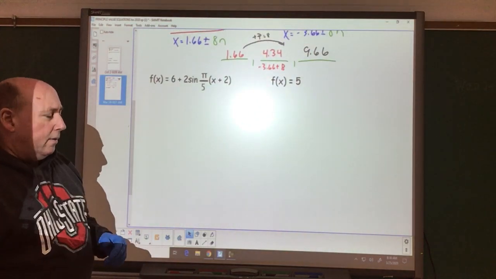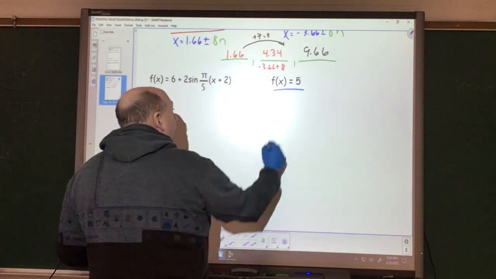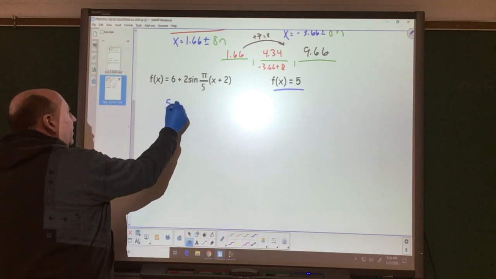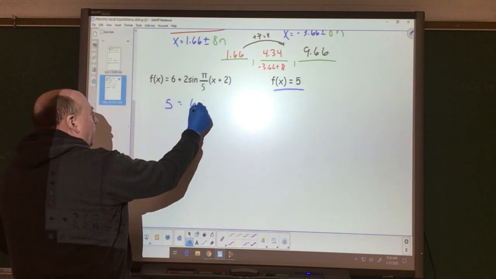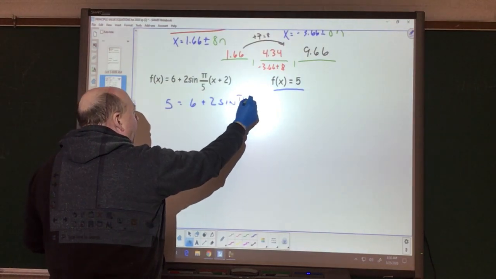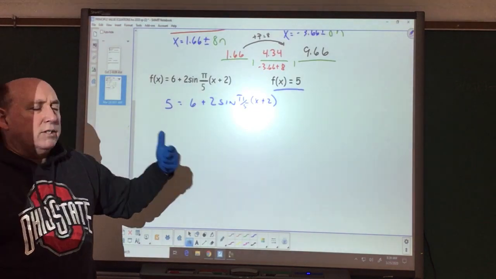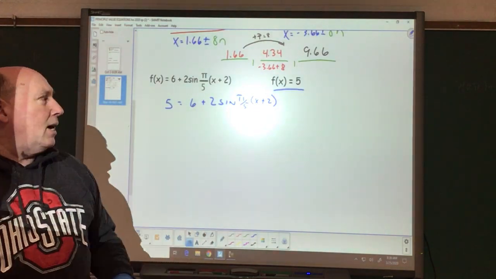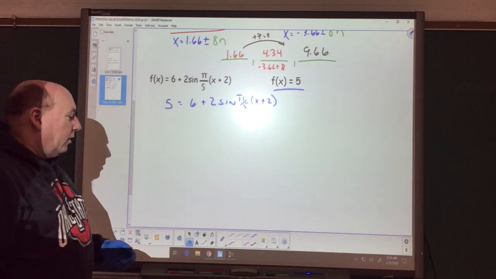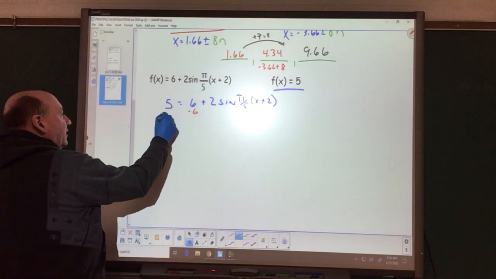The inverse sine. Once again, we are given that f of x is equal to 5. So we have 5 is equal to 6 plus 2 sine of pi over 5 x plus 2. Okay, the initial steps are going to be the same each and every time. I'm going to subtract this over and divide by this. Oh boy. I'm going to come down to the same value. That wasn't very good planning.